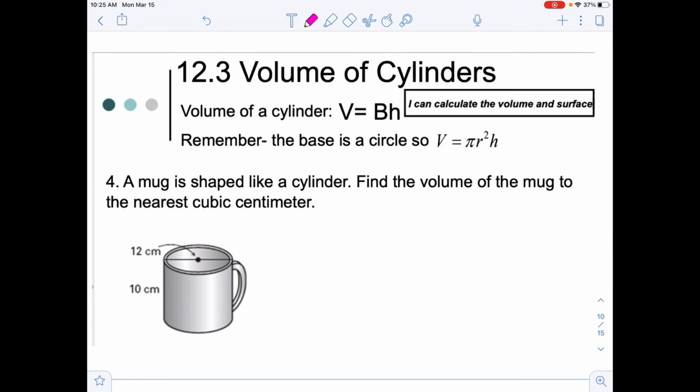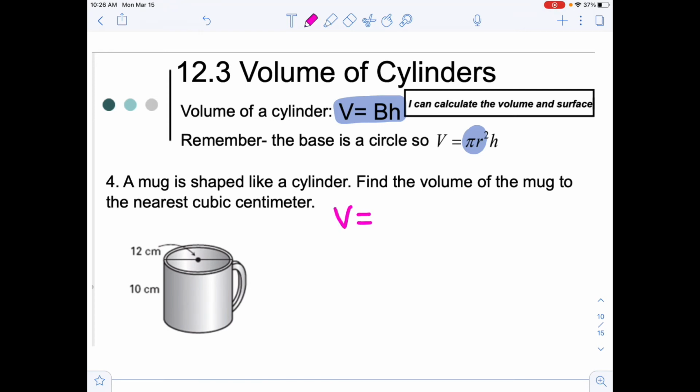Okay, then the other thing besides volume of prisms is you need to know how to find the volume of cylinders. The nice thing is that it's the same formula, volume equals area of the base times height. But since the base is a circle, we're going to use that pi r squared times height. So it says a mug is shaped like a cylinder. Find the volume of the mug to the nearest cubic centimeter.